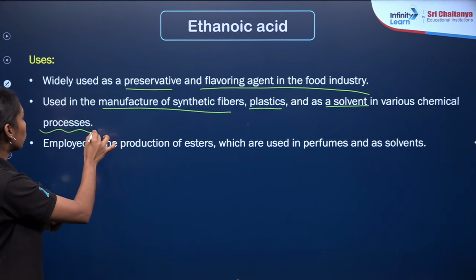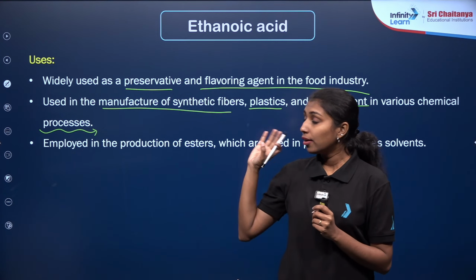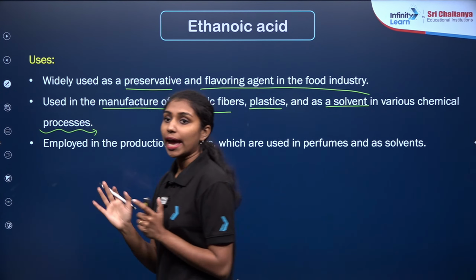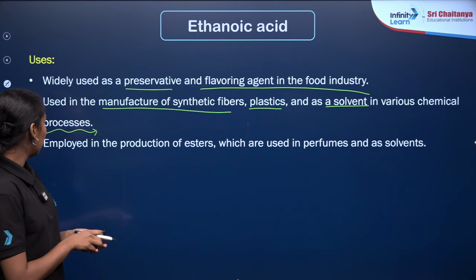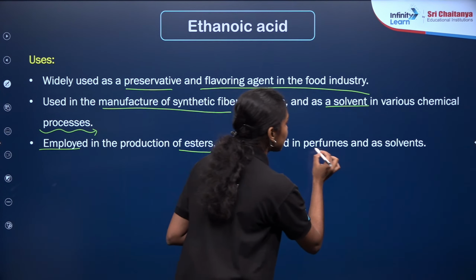So when you are discussing the chemical processes in detail in grade 11 or 12, you will be discussing the exact use of ethanoic acid in these particular reactions. Then it is employed in the production of esters, which are used in perfumes and solvents.